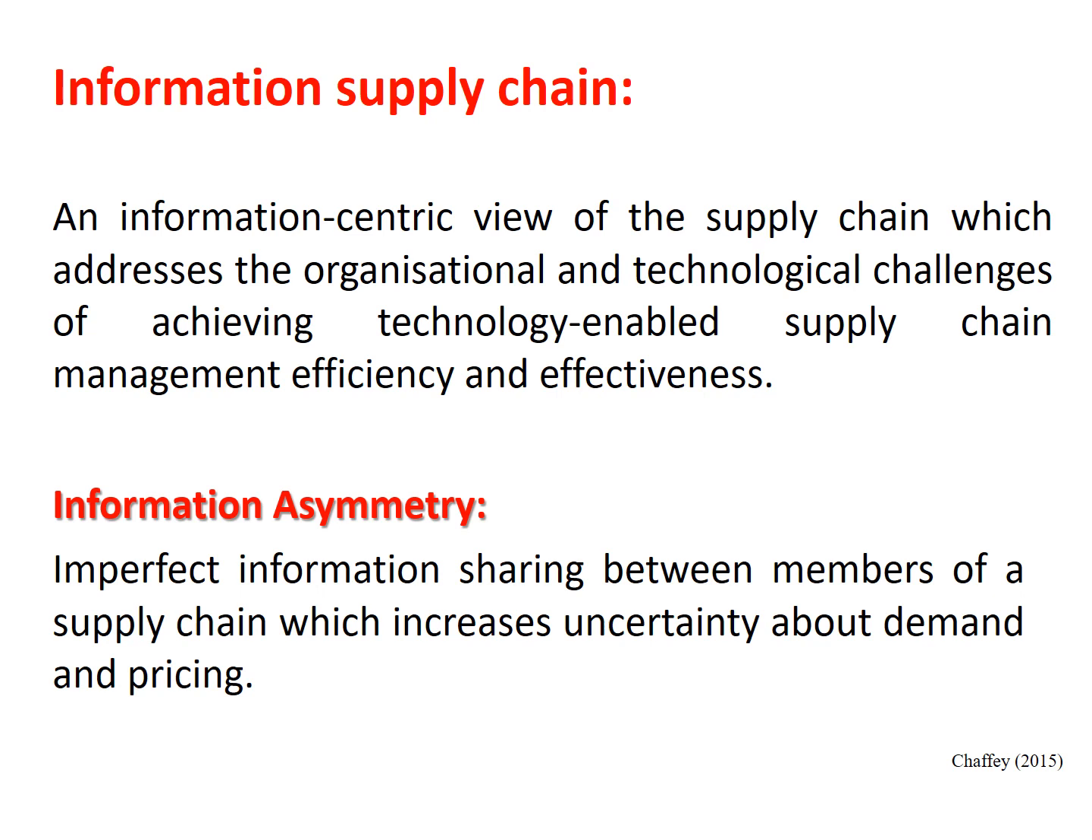And then information asymmetry: imperfect information sharing between members of a supply chain, which increases uncertainty about demand and pricing. So again, we're talking about an information-centric view of the supply chain which addresses organizational and technology challenges. Again, this is all about information and how we communicate and share that information with our suppliers, and how this information is stored in terms of our IT technology within the organization.